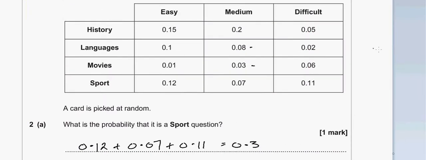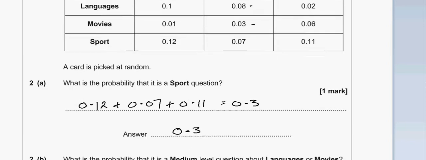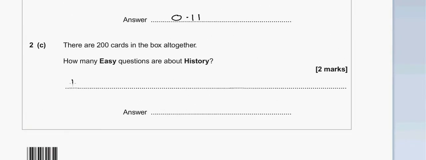Okay, so there are 200 cards in the box. How many easy questions are about history? So we want easy questions on history. So the probability of an easy question on history is 0.15. So I'll just write P equals 0.15. So 0.15 is 15%, yeah, because it's 1/10 and 5/100ths. So this is the same as 15/100ths, so it's 15%. So if we had 100 cards there, 15% would be 15 cards. But we've got 200 cards, twice as many.